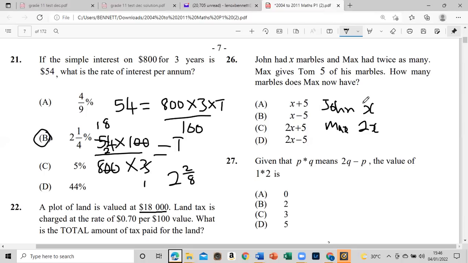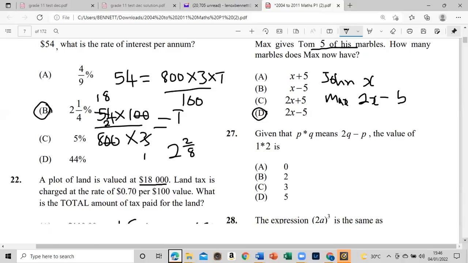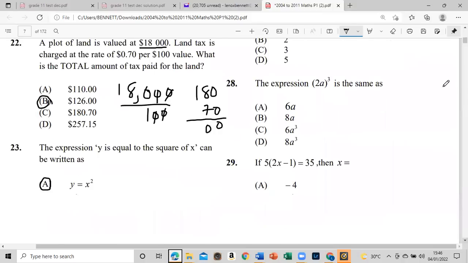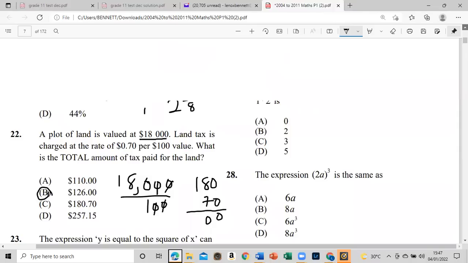So Max have twice, so that will be 2x. And then they say Max gives Tom 5. Oh, so you give 5, so you have to minus 5 for Max. So you have to be very careful. So maybe guys break it down because we're not smart like that. Don't bother freestyle, alright? Just write down the information. When you have the information in front of you, it's much easier.